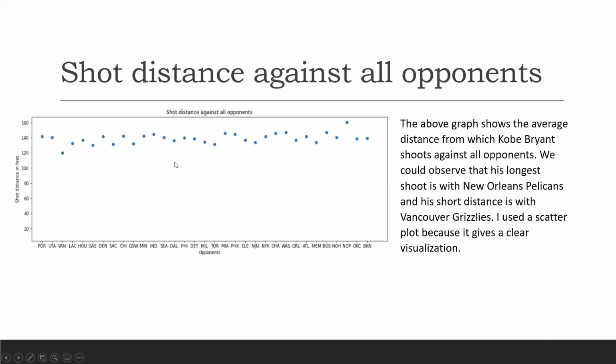The next graph is shot distance against all opponents. The graph shows the average distance of Kobe Bryant's shots against all the opponents. We could see the longest shot distance is against New Orleans, and his shortest distance is against Vancouver. I used a scatter plot because it gives a clear visualization.